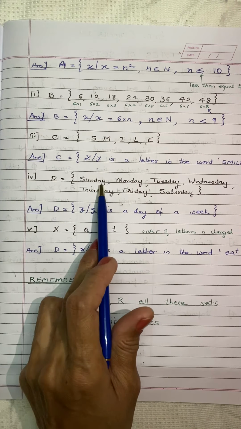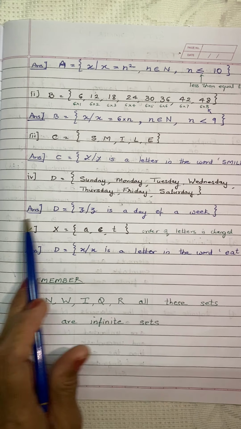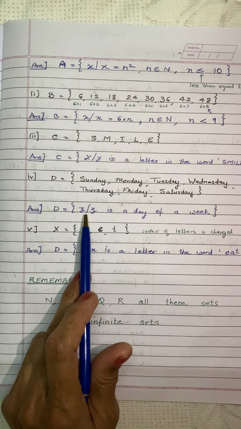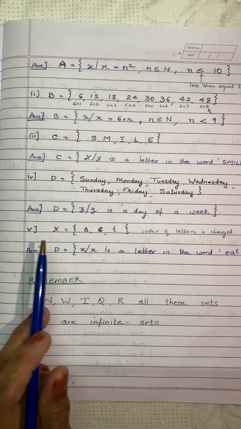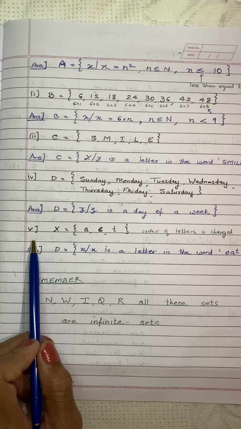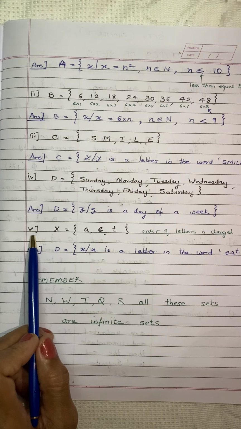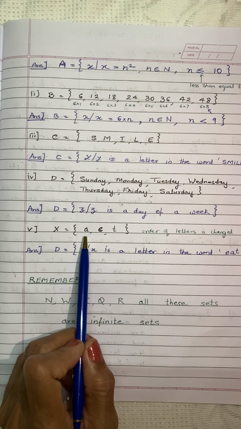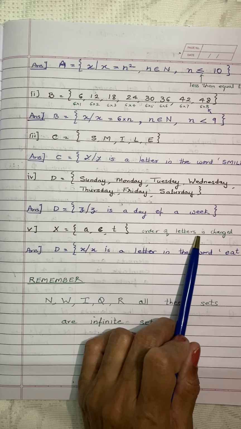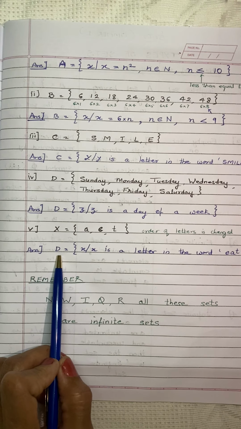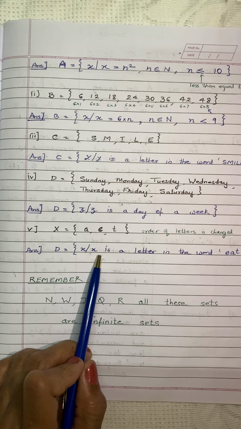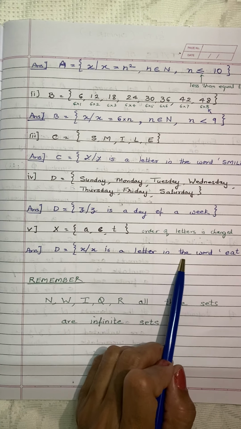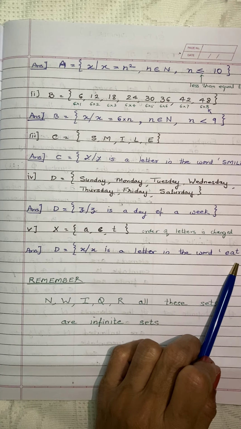Question 4, D. Sunday, Monday, Tuesday, Wednesday, Thursday, Friday, Saturday. Answer: D is equal to Z such that Z is a day of a week. Now question 5, X is equal to A, E, T. Order of the letters is changed. So we can write X is equal to x such that x is a letter in the word eat.